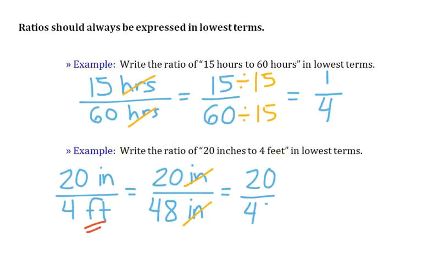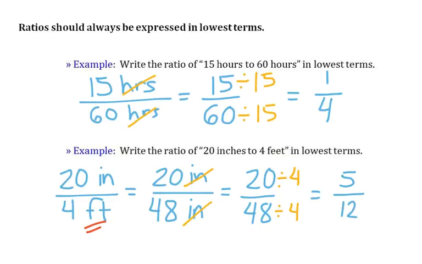I'll go ahead and just use the greatest common factor again. If you like, you can just divide by whatever common factor you see. In this case, though, let's just go ahead and knock them both down by the greatest common factor of 4. And that will leave our ratio for this problem in lowest terms as 5 to 12. So we have a 5 to 12 ratio here.